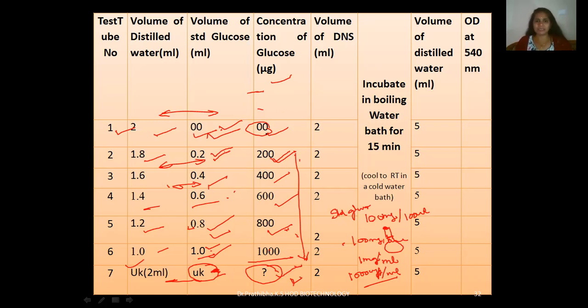After this addition of the glucose and water, next you are going to add the DNS. How much? 2 ml of DNS to each test tube. After the DNS treatment, you are going to incubate in a boiling water bath for 15 minutes, then cool to room temperature in a cold water bath. In a beaker you'll take cold water and cool to room temperature. After cooling, we are going to add 5 ml of distilled water to each test tube.